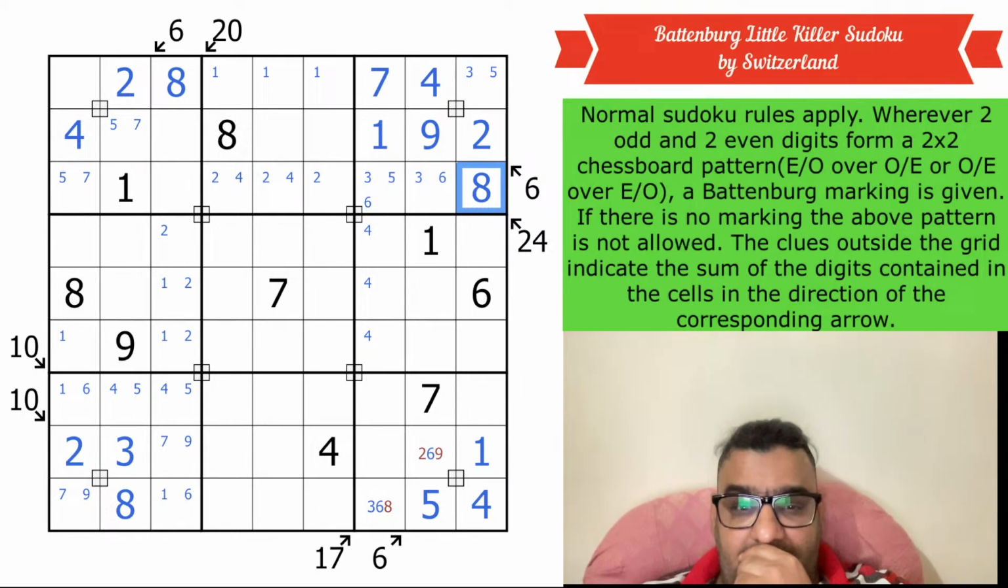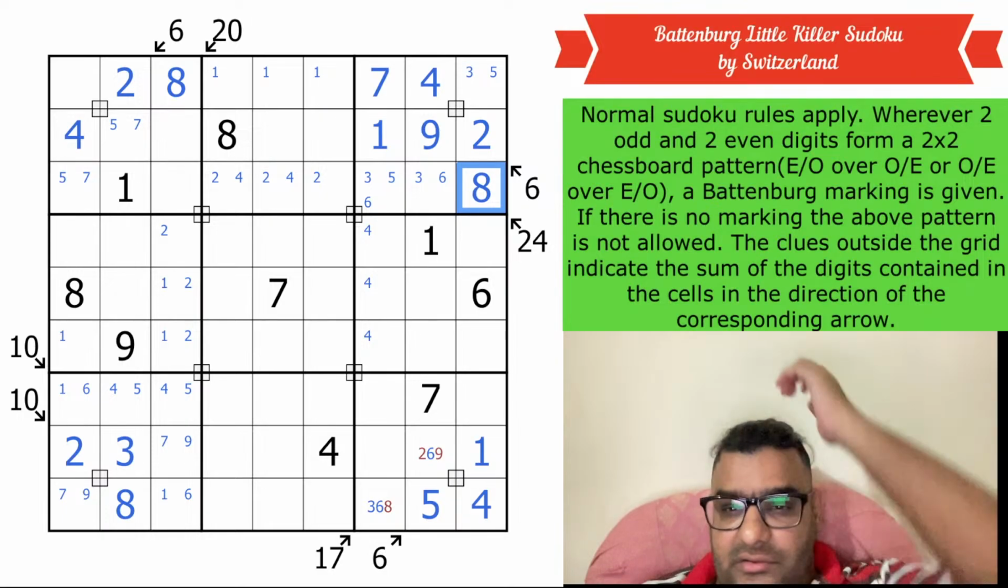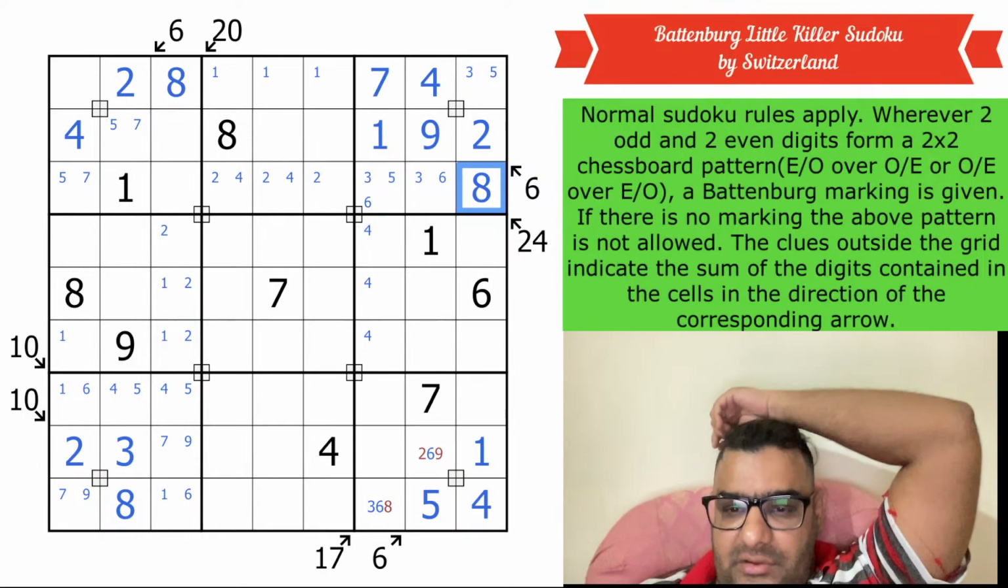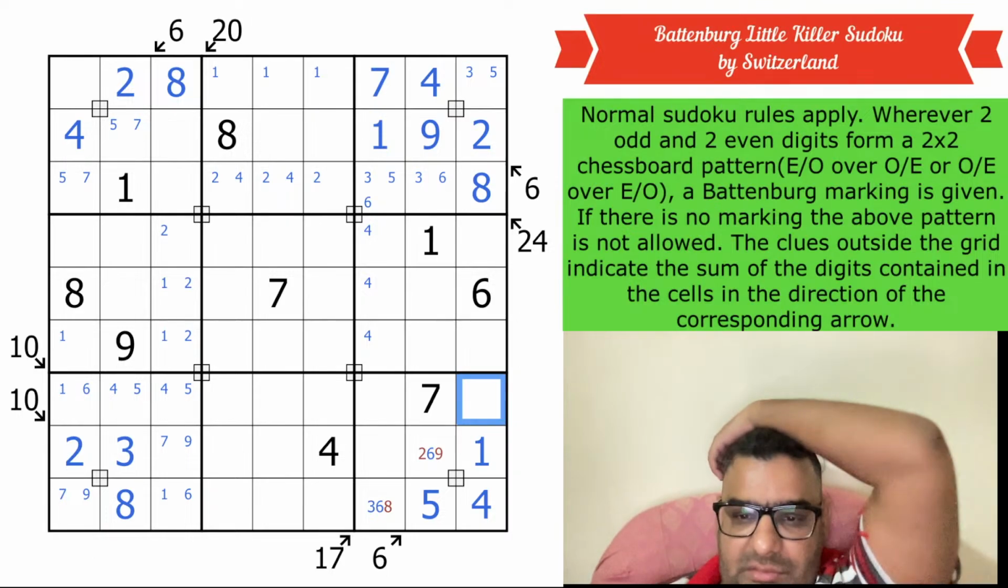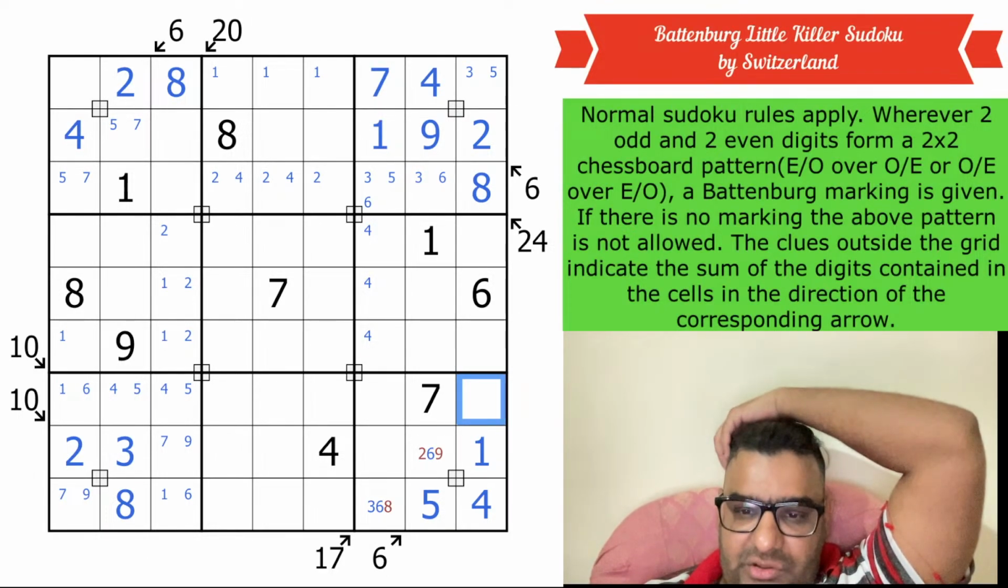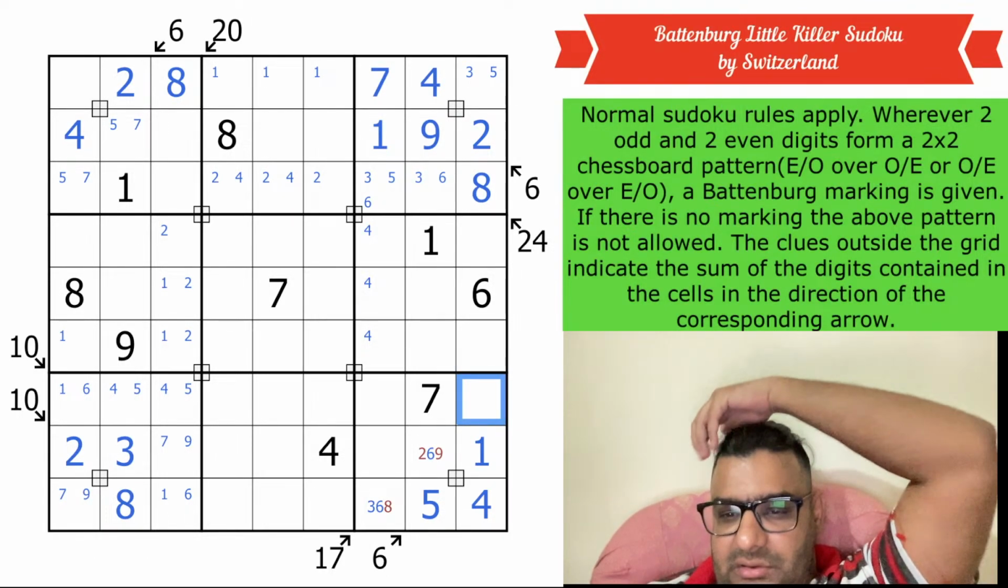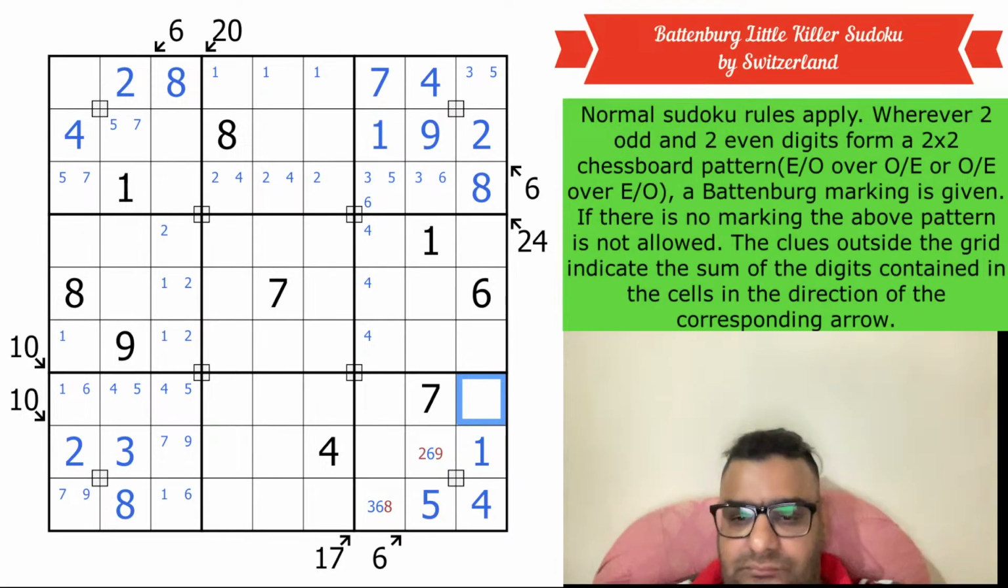Impressive. 8 is there, 8 is there, 8 cannot be here. If we put 8, 6, and 3, 8 cannot be here. 8 can only be here. Can 6 be here? 6 can be here too, and 3 can be here. Still possible, all choices. 2, 6, and 9 is also possible in this.